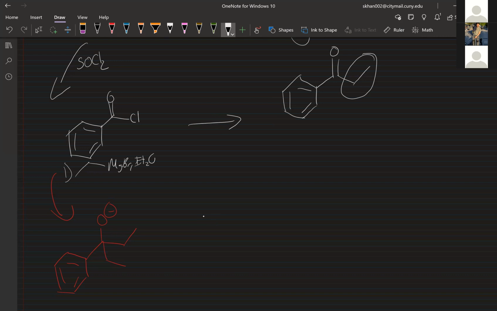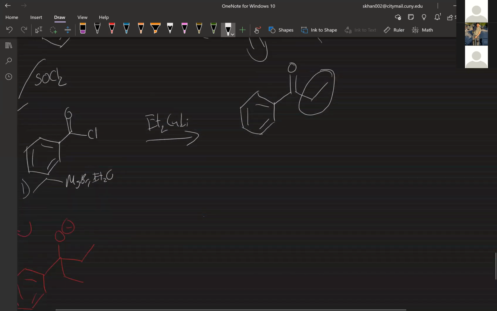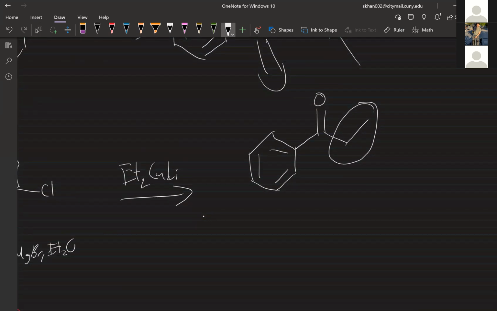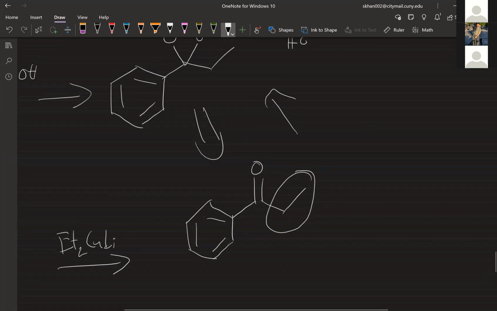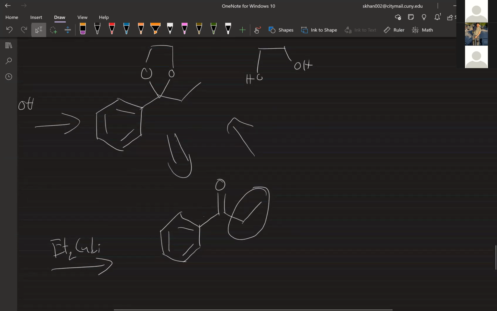So here, what's the R group in our cuprate? Ethyl, right? So it'd be Et2CuLi, I believe should be it. Right, so that's going to get our ketone, right? Because now with the cuprate, it'll only add ethyl basically once, right? And then the last step is literally just this alcohol here, the diol.